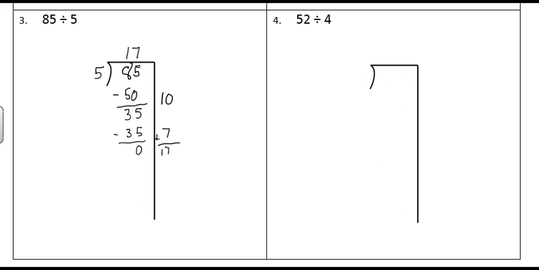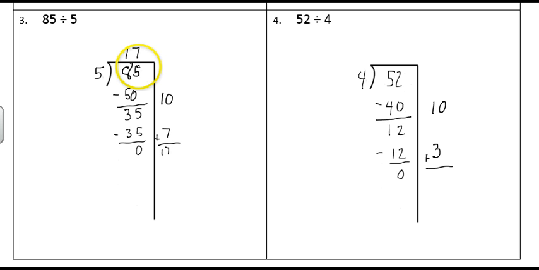One more problem here is 52 divided by 4. You can start with 10 groups of 4, which is 40. Subtract that and I get 12, and then I know that 3 times 4 is 12. I can subtract that for no remainder. Add up my groups and I have 13. So 52 divided by 4 is 13. Just another example of how this problem could be solved.